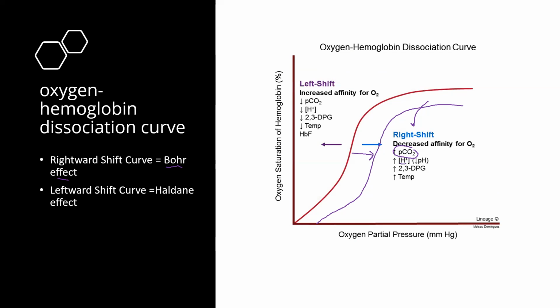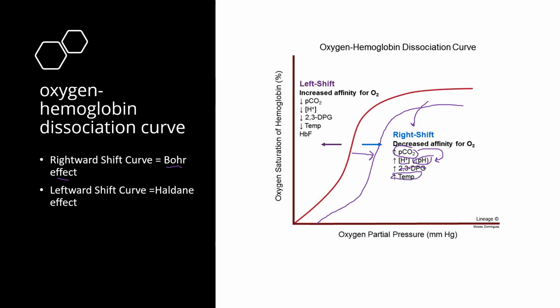If you increase the hydrogen concentration, which is pH. The easiest way of thinking about this is CO2 is an acid, thus more CO2 in your blood is going to cause a decrease in pH. What about this one, temperature? Don't worry about that, that's not important.